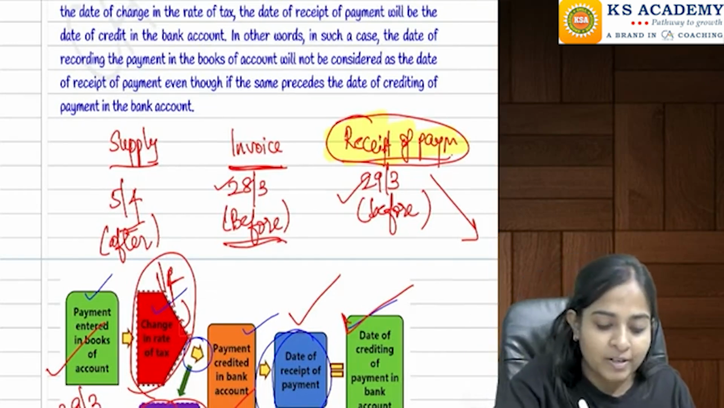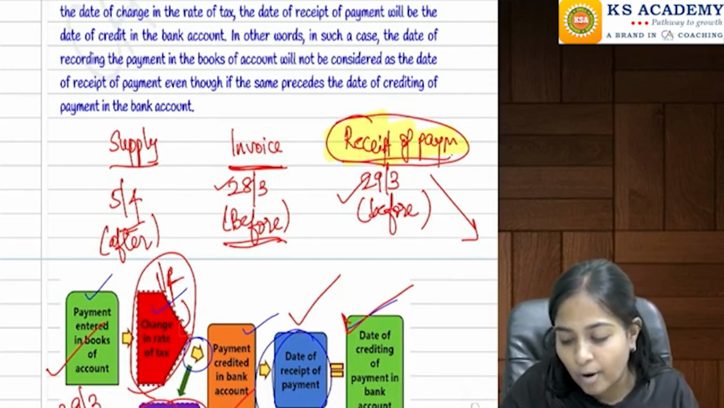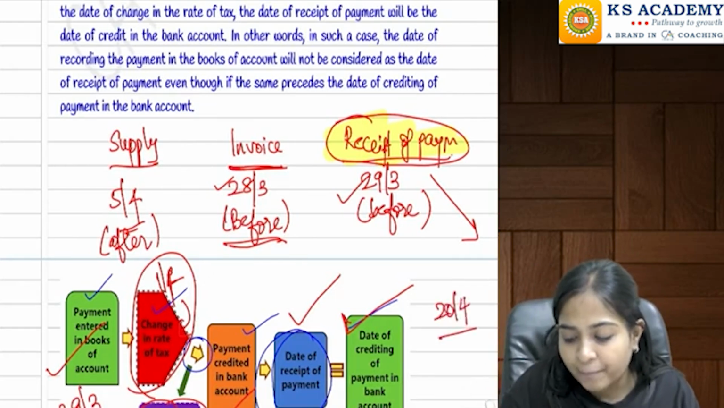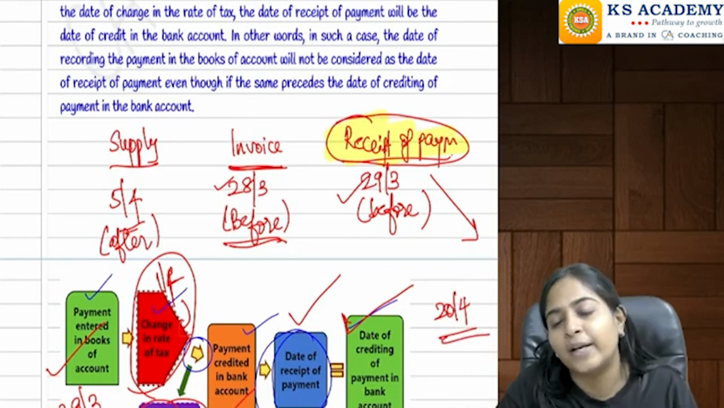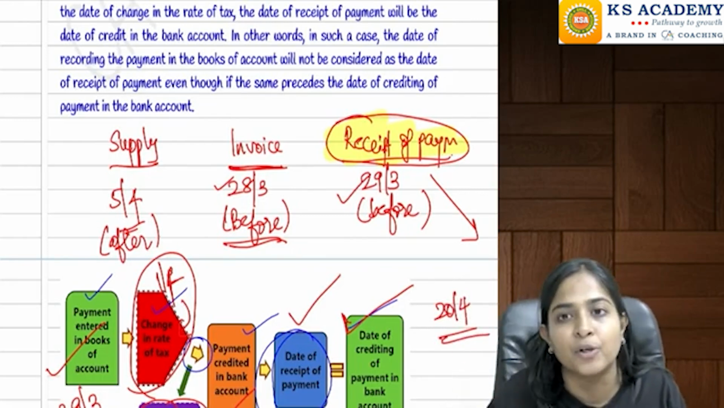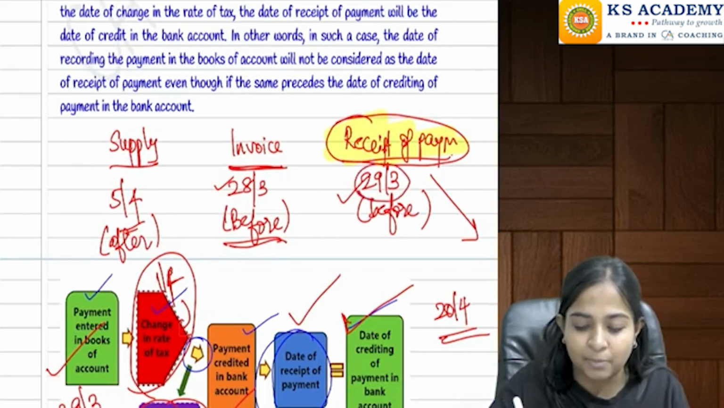Okay, so now listen, suppose it is going to get credited in our bank account on 20th of April. Let's say I'm going to put the check in my bank on 20th of April and it is going to get cleared on the same day. Let's assume. Then in that case, can we say the date of entry in the books is 29th March.